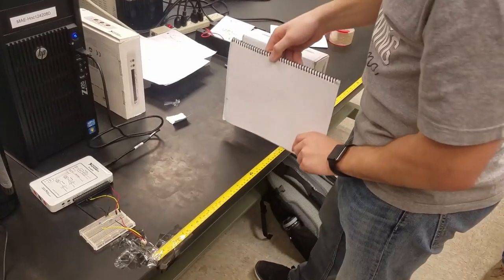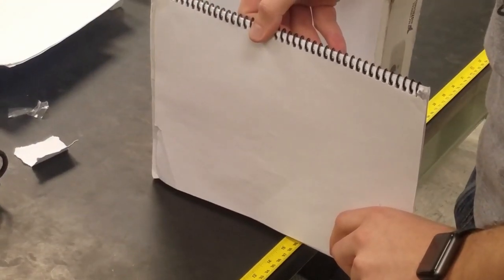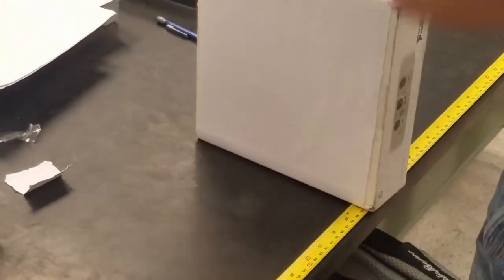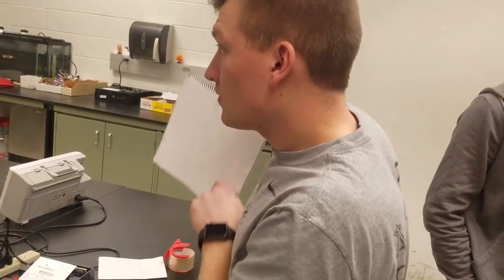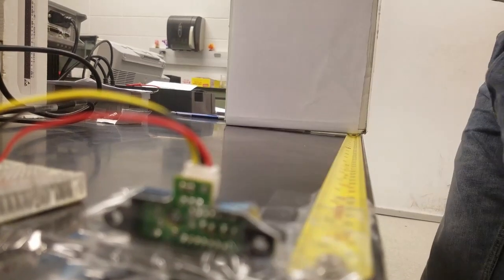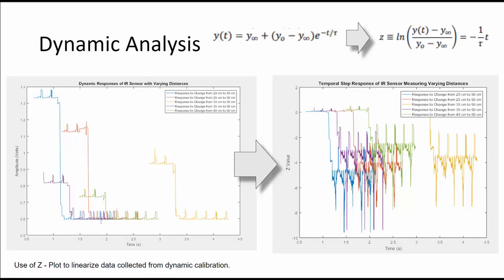For the dynamic portion of this experiment, we were interested in calculating the time constant and the bandwidth. To calculate these, we set up an experiment in which we held a piece of paper in front of a white box. We pulled away the piece of paper to induce a step response to then get values of tau. These gave us step responses which we converted to a z-plot.